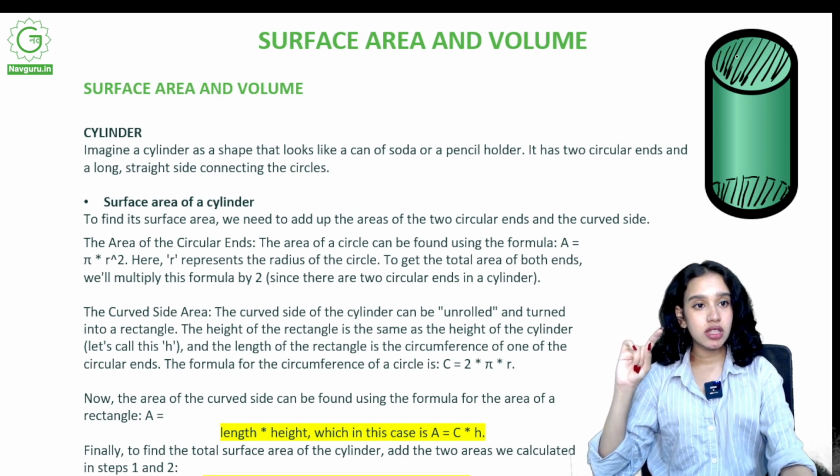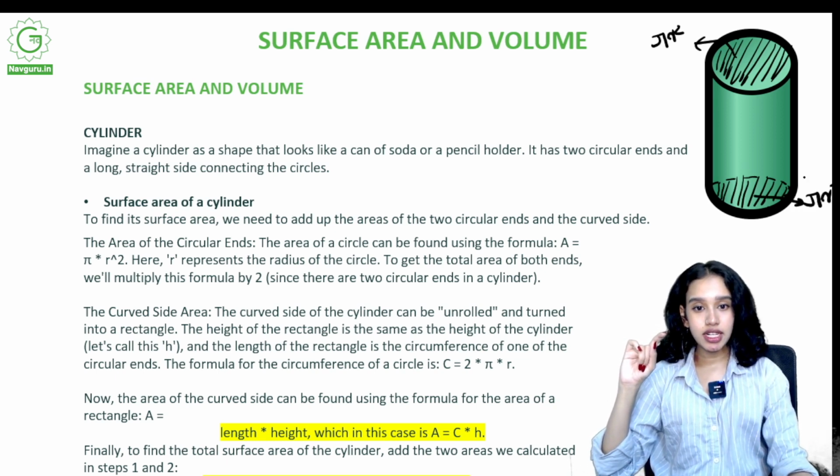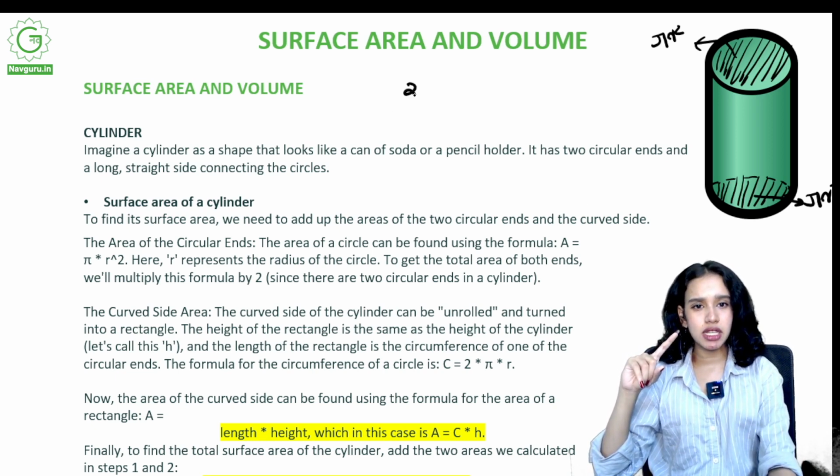So the area of this would be pi r square, and this one would also be pi r square. To get the total area of both ends, we multiply the formula by 2. So this is basically 2 times pi r square.